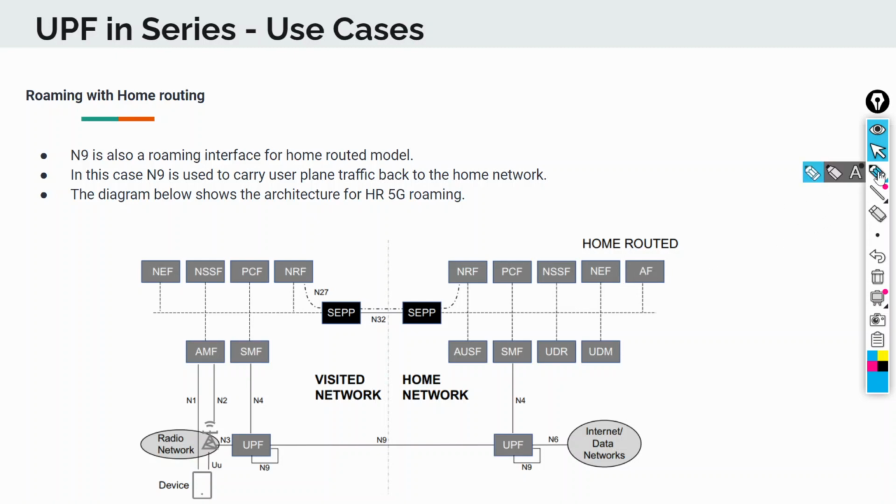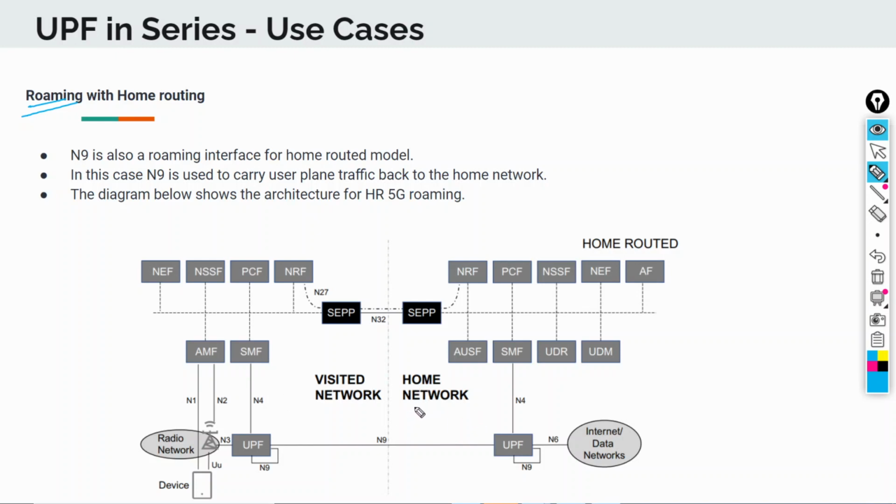So this is the last use case. We will talk about the UPF in series use cases. That will wrap up our discussion. The last use case will be pertaining to roaming. So roaming in 5G is kind of like 4G but with some differences. So let's look at those.